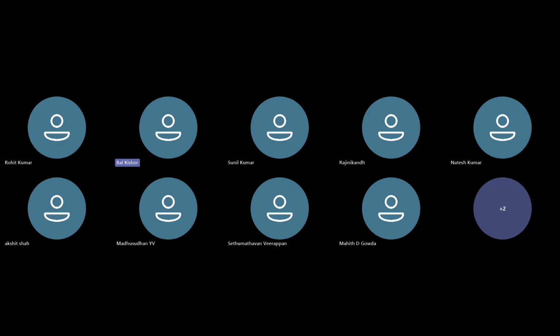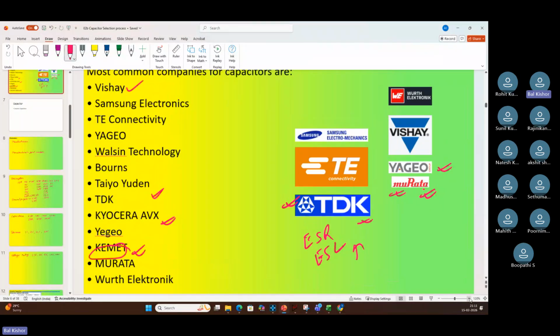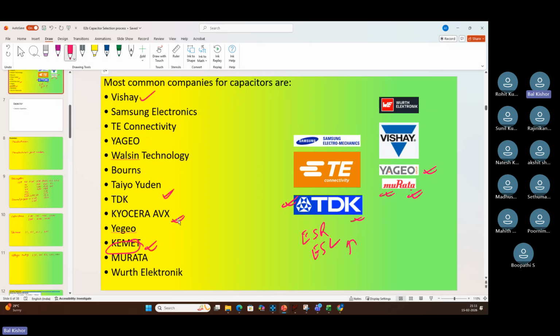Many of the new engineers are not aware of which manufacturers are there in the world. So for them it is really necessary and important to understand which manufacturers we should take care of. So my question is, if it is more ESR or ESL, what is the drawback we are going to observe in the circuit designs?